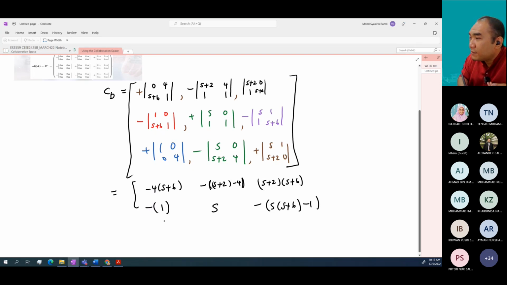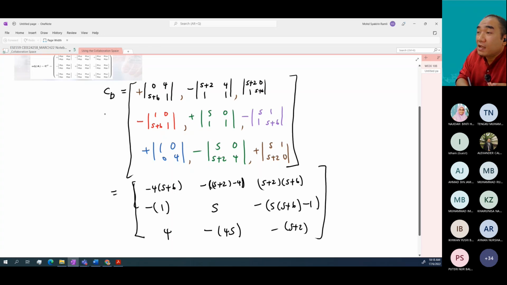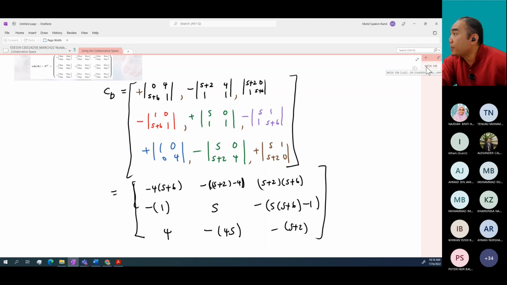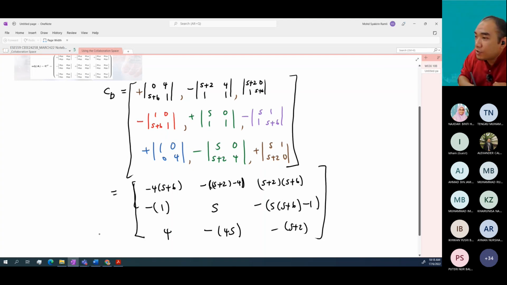And the down here we will have, this is going to be 4. And down here is going to be 4S. And down here is going to be 0. S times 0 is going to be 0. 0 minus S plus 2. Okay. So that's how you compute for the cofactor of D. Kan? Dapatkan cofactor matrix D. Dan kemudian you can get the adjoint of the matrix D. Kan? Kita boleh dapatkan adjoint of the matrix D, whereby the adjoint of D is simply equal to C_D transpose.